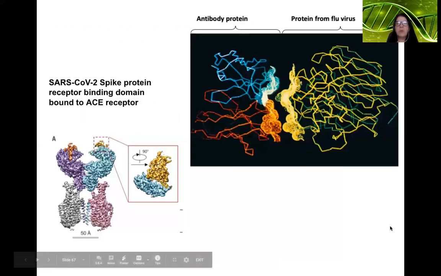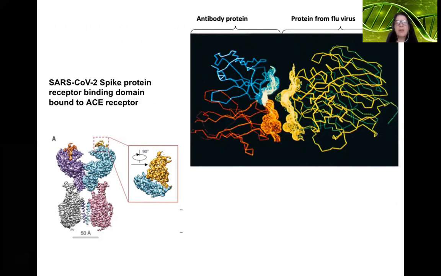And I'm going to show you another two pictures, models of structures of proteins. In the upper right-hand corner, what you will see is an antibody protein. And this antibody protein is bound to its target. And the target is a protein from the flu virus. So this antibody is directed against the flu virus. And you can see how the shape of the two proteins match and fit precisely.